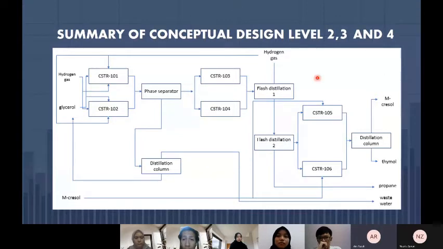So for our conceptual design levels 2, 3, and 4. Level 2 is the overall process. The input of our plant is glycerol, hydrogen gas, and also amcrazole. And the output is amcrazole, thymol, propane, and wastewater. For level 3, we use a continuous stirred tank reactor as our reactor. And for the level 4 conceptual design, we choose a phase separator, flash distillation, and also a distillation column.